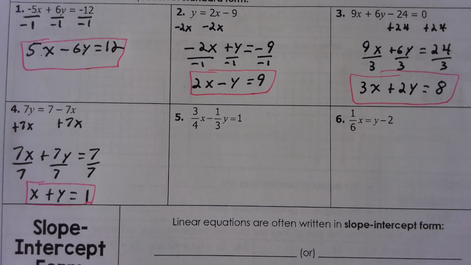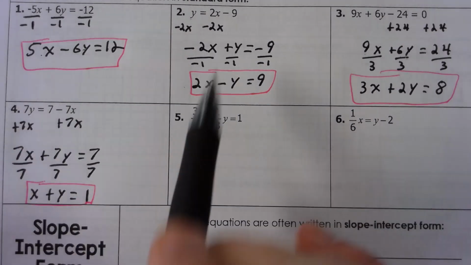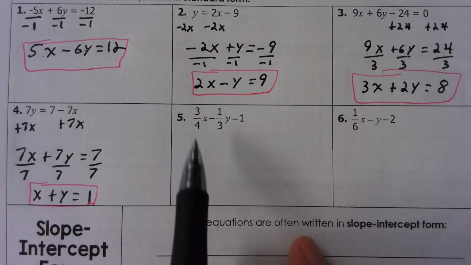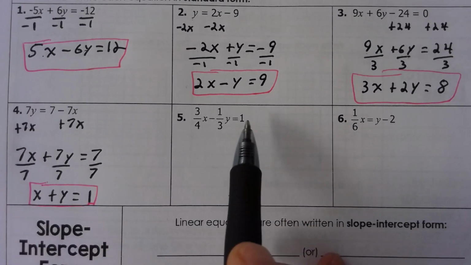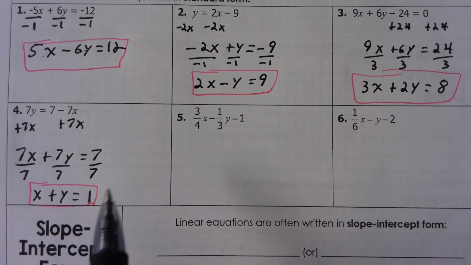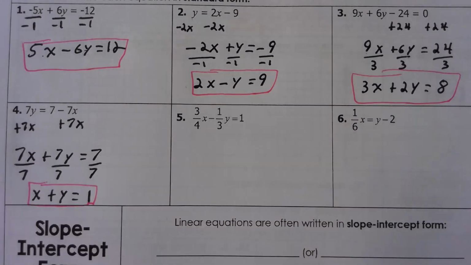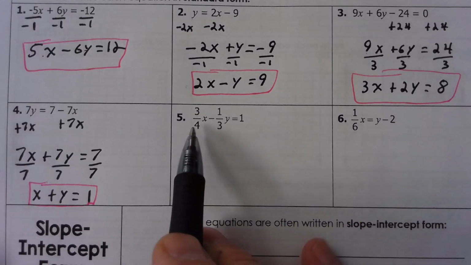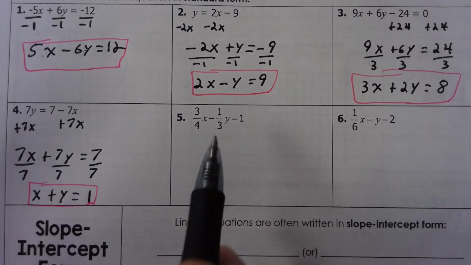Alright, so number 5. It's pretty close to being what we need, except A and B are not integers, but A is greater than 1, so we don't have any greatest common factors yet. So how am I going to get rid of these fractions? This is what you do.